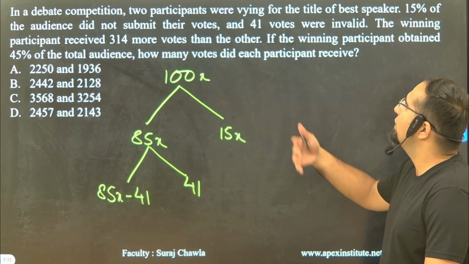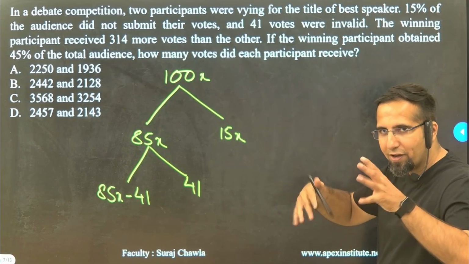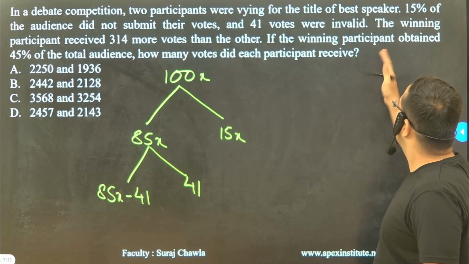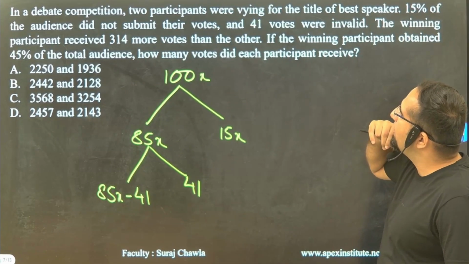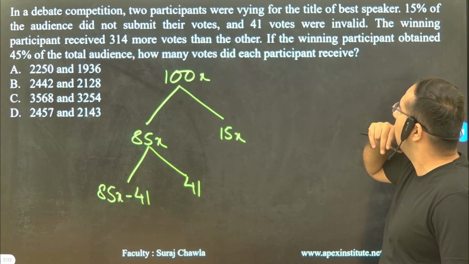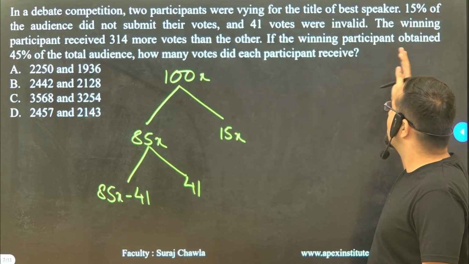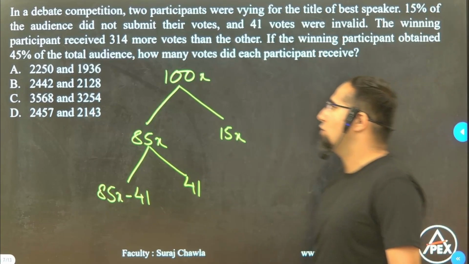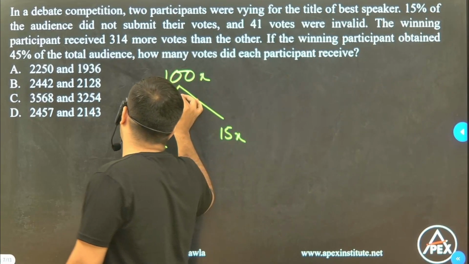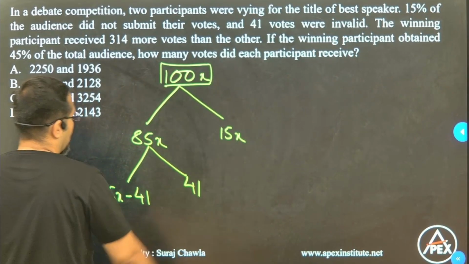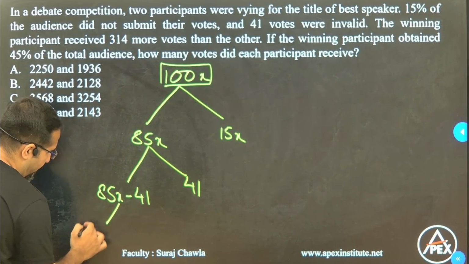अब नंबर ऑफ वैलिड वोट्स इज डिवाइडेड इनटू विनर एंड लूजर. लेट्स सी. इफ द विनिंग पार्टिसिपेंट रिसीव्ड 314 वोट्स मोर देन द अदर, okay, the winning participant, if the winning participant obtained 45% of total audience था 100x, तो विनर को 45x मिला.